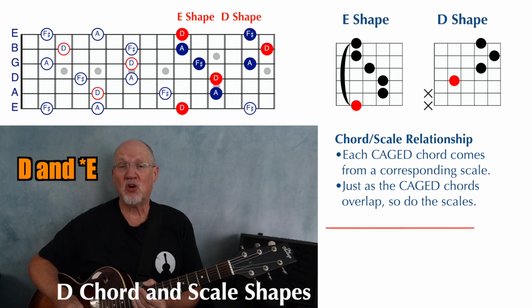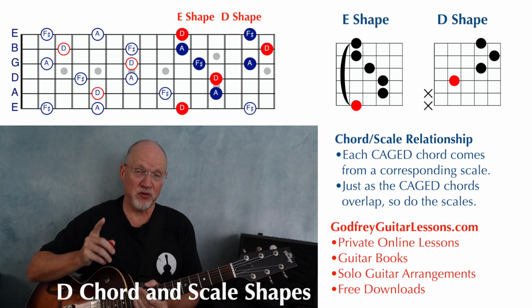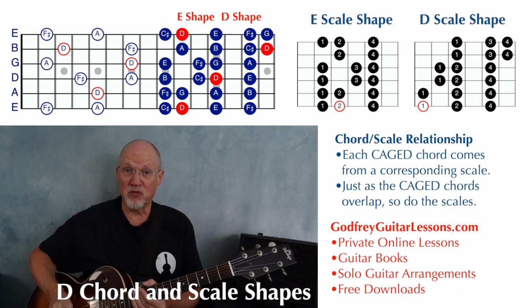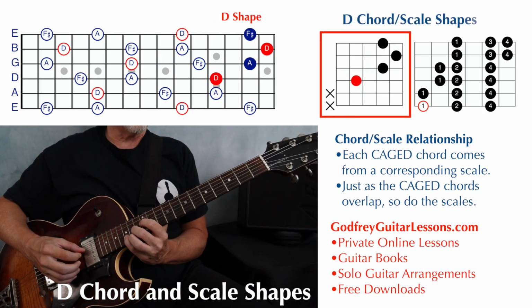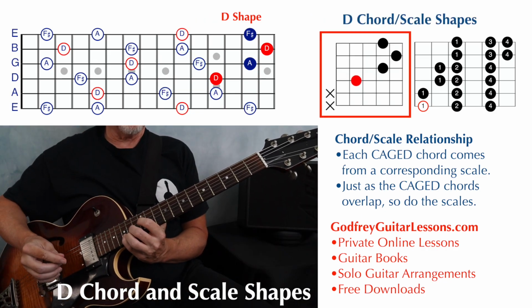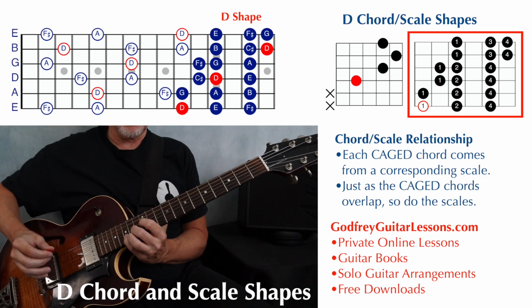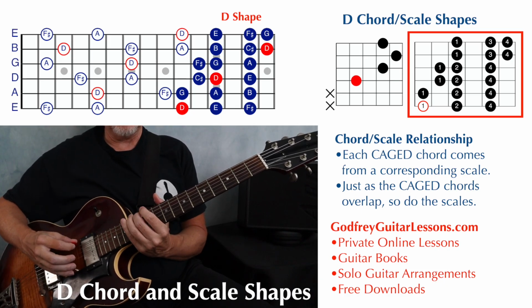While the D and the A chord shapes only share 1 note, the root, the scale forms overlap quite a bit. So this D chord shape comes from this D major scale form, just like the higher strings of it.